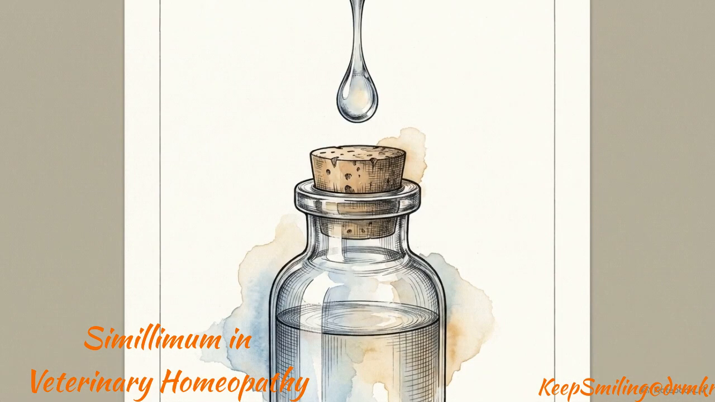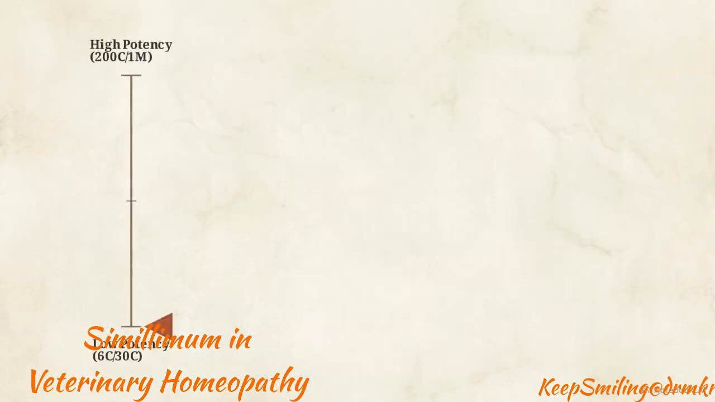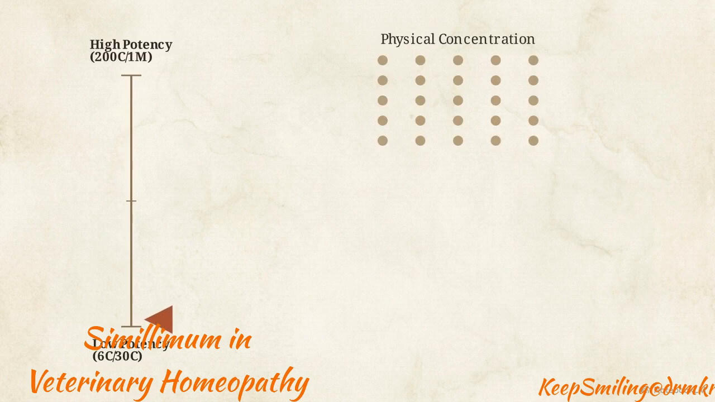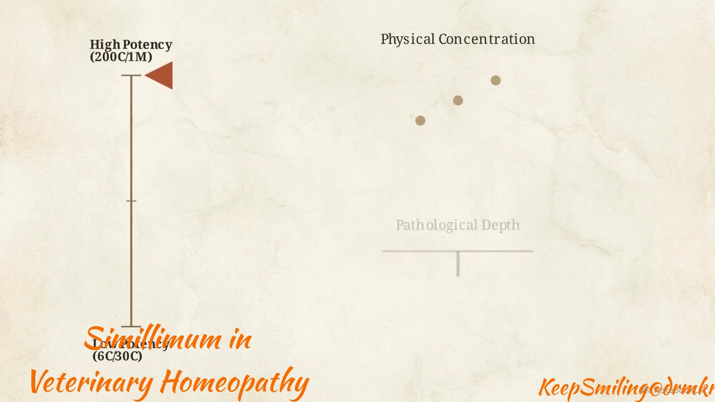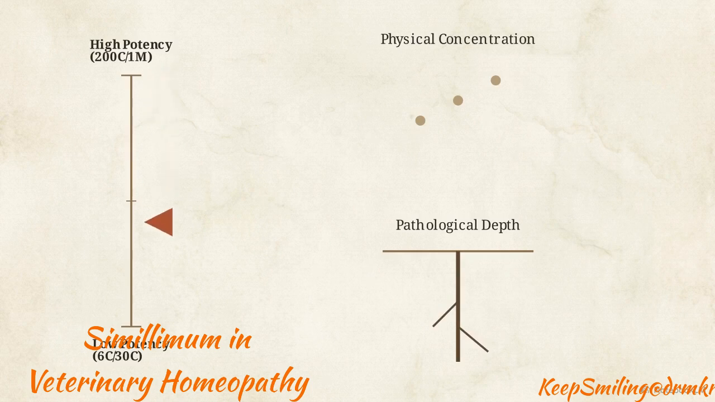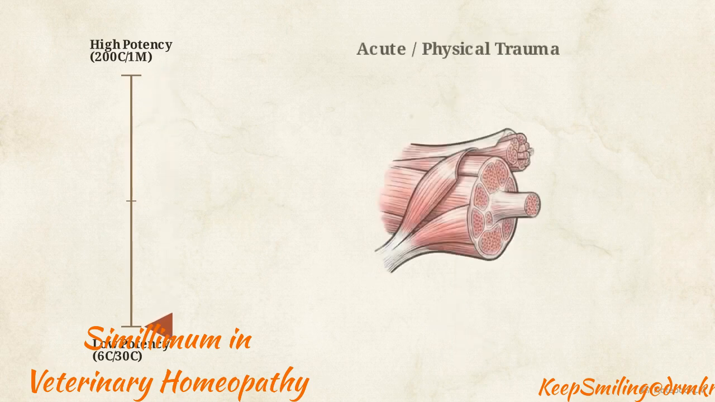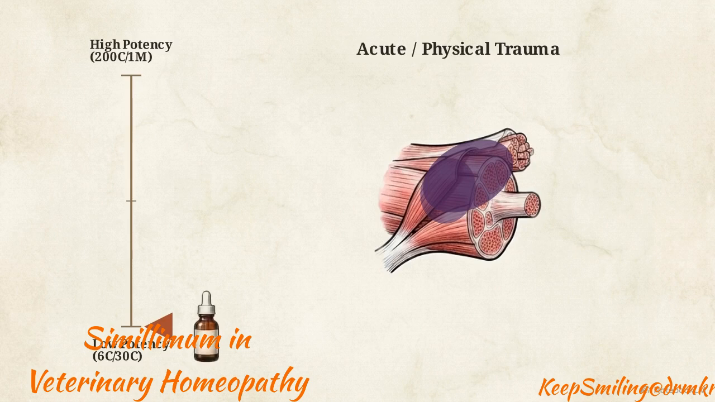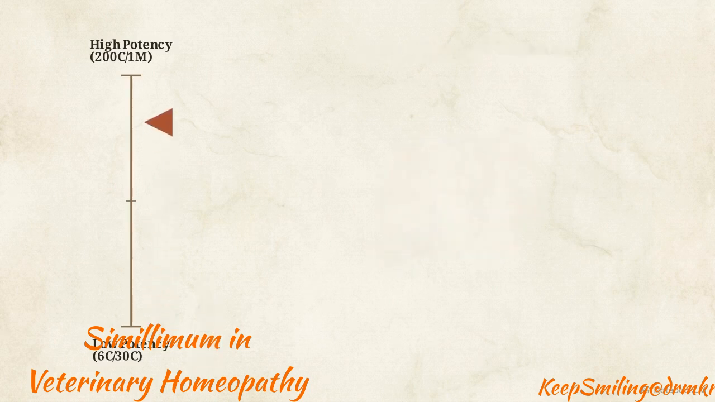Once the remedy is identified, the practitioner must determine the correct potency. Homeopathic scaling follows a specific paradox. Potency scales inversely to the physical concentration of the dose, but it scales directly to the depth of the pathology. The lower tier, 6C or 30C, is utilized for acute physical trauma or surface-level metabolic issues. In clinical practice, Bellis perennis is applied at low potency to clear muscle bruising after surgery.